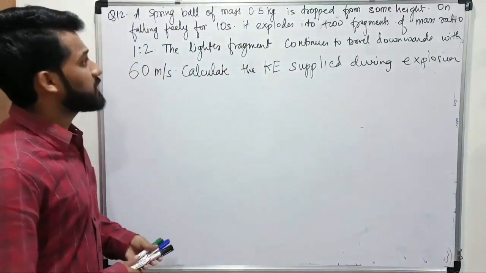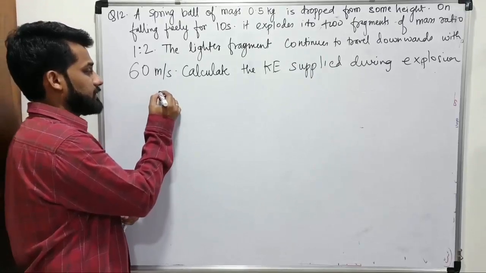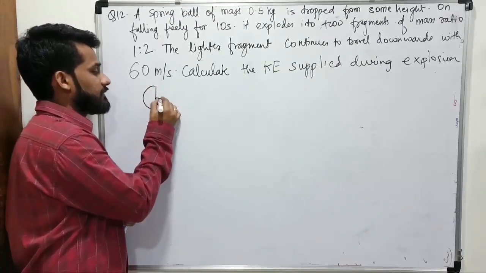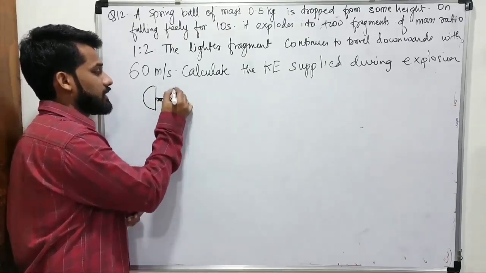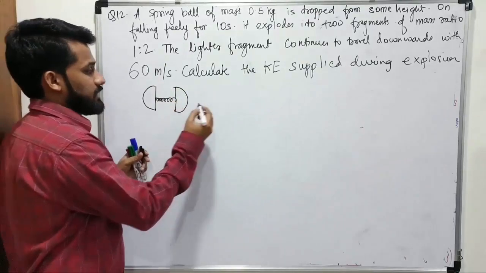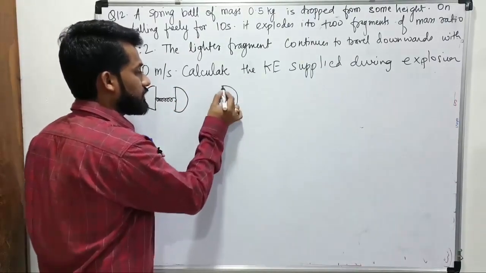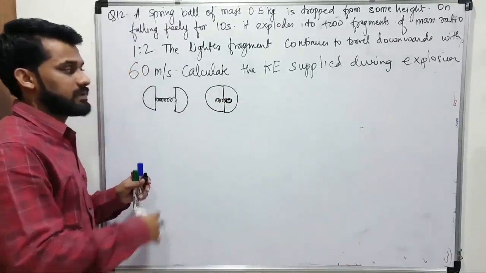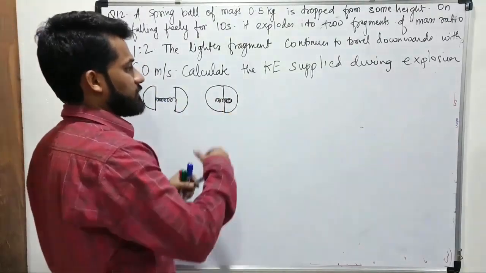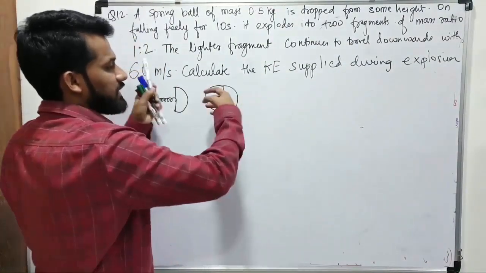Now, what is the spring ball first of all? Spring ball means two hemispheres connected with the help of a spring, and when you compress it, the spring inside it gets compressed. These are two hemispheres. After the explosion, one part goes to the right side, the other part goes to the left side, and then finally it oscillates.